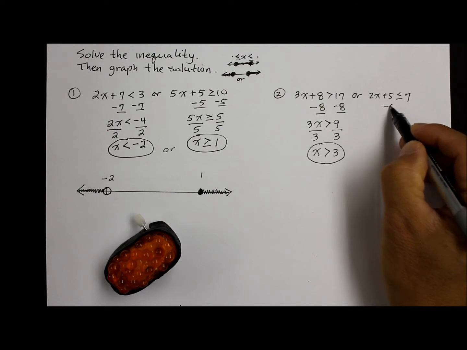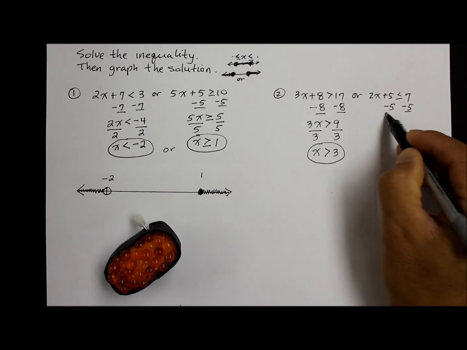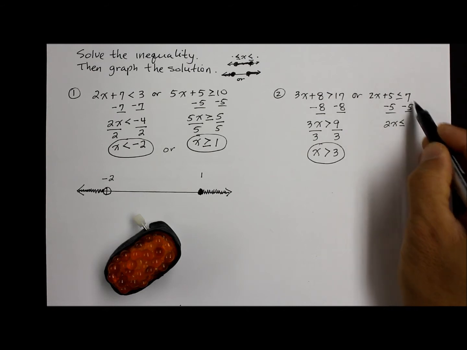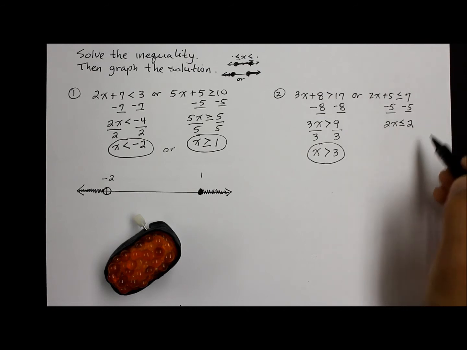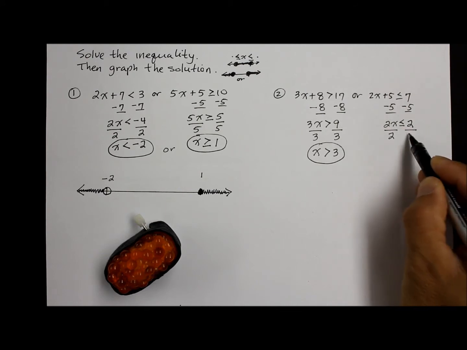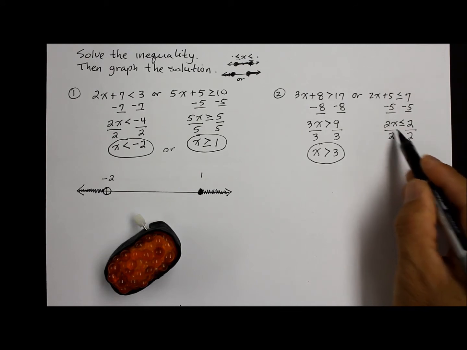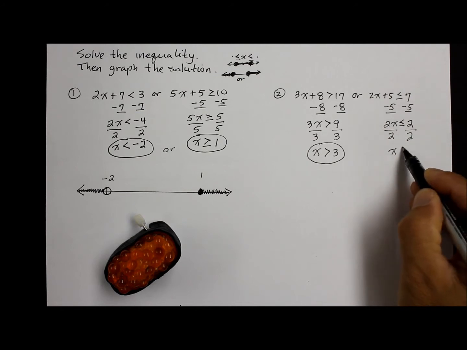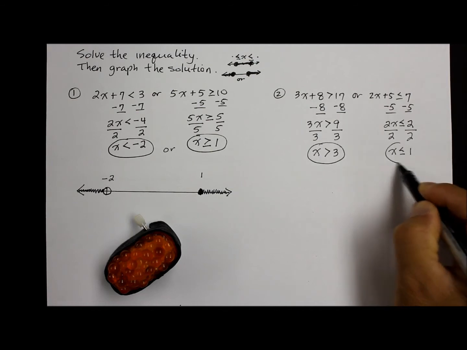Here, we're going to subtract 5 from both sides of the inequality, giving you 2x on the left is less than or equal to 7 minus 5, which is of course 2. To solve for x, we divide both sides by the coefficient 2. So 2 and 2 simplifies to become 1x, or simply x, is less than or equal to 1.